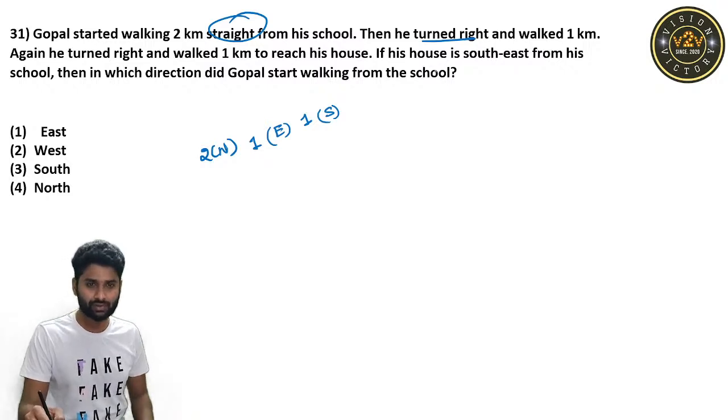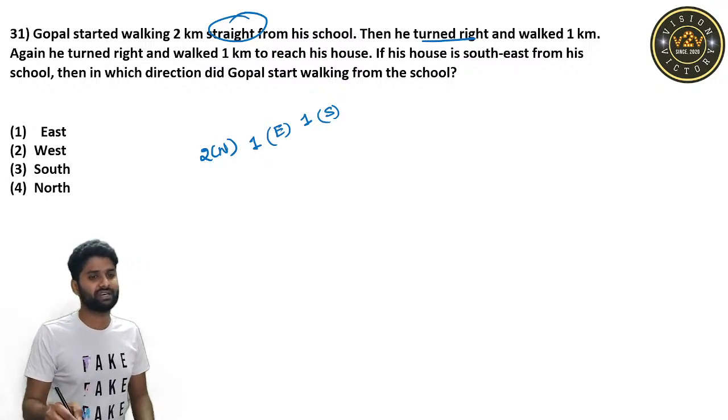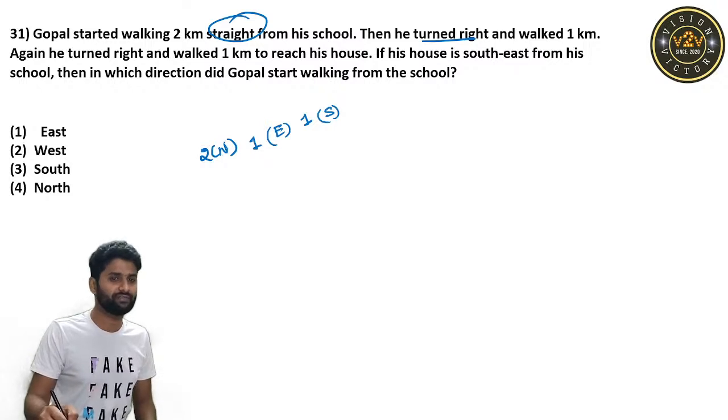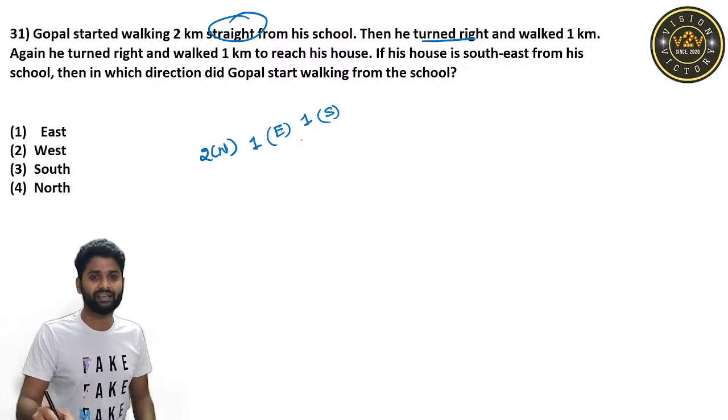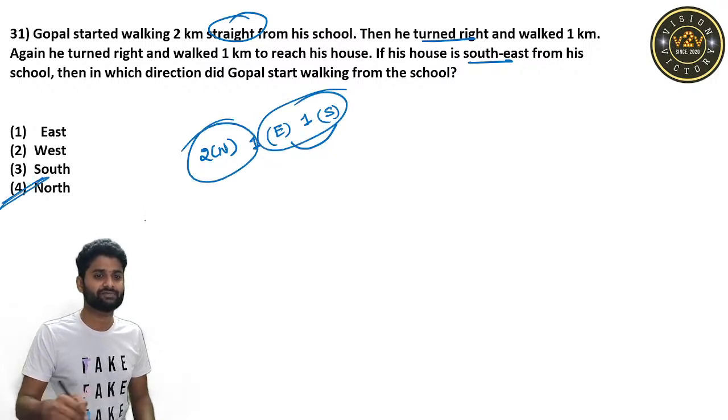If his house is southeast from his school, then in which direction did he start walking from the school? Okay, so in this condition, guys, you have to identify that starting. And finally, he is in the southeast, right, guys? See, finally that person is southeast. Definitely, that person should start his walking from north.